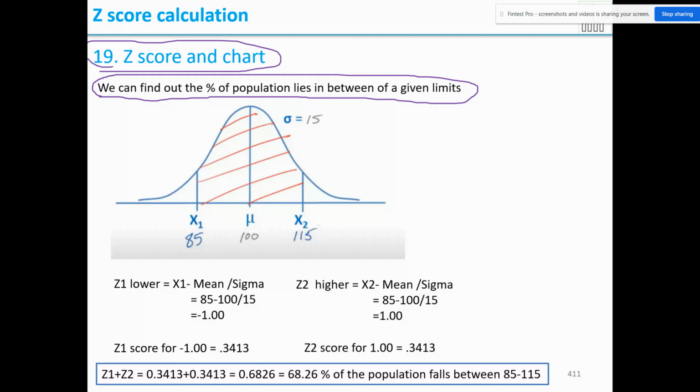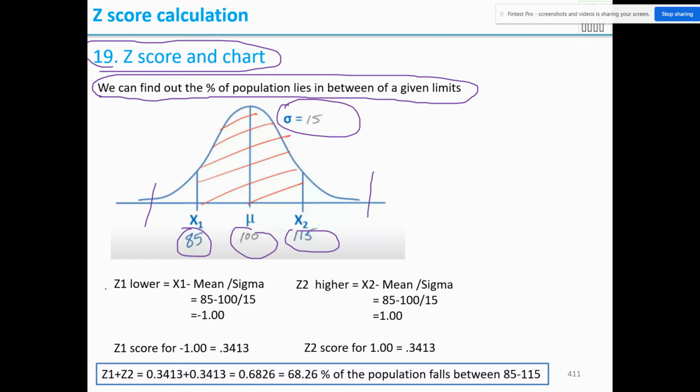Now for the given normal distribution, the limits are 85 and 115. LSL and USL are elsewhere, but they selected 85 and 115, and the middle value is 100, and the standard deviation is 15 mm. They want to find out, for sigma 15, how much percent of the population lies between 85 and 115 mm. So how do we find out? We can find out using the z-score chart.